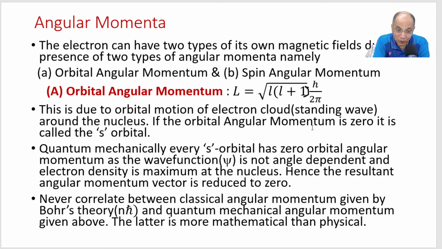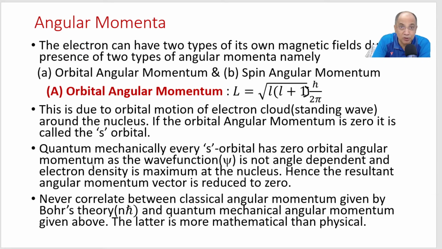So this angular momentum is due to the orbital motion. The orbital motion of electron is the electron cloud, which is taken to be a standing wave around the nucleus. If the orbital angular momentum is 0, then it is undoubtedly an s orbital. Why? It's very, very difficult to conceptualize, but I have tried myself. Any attempt to conceptualize why the s orbital has 0 orbital angular momentum will lead you to frustration.